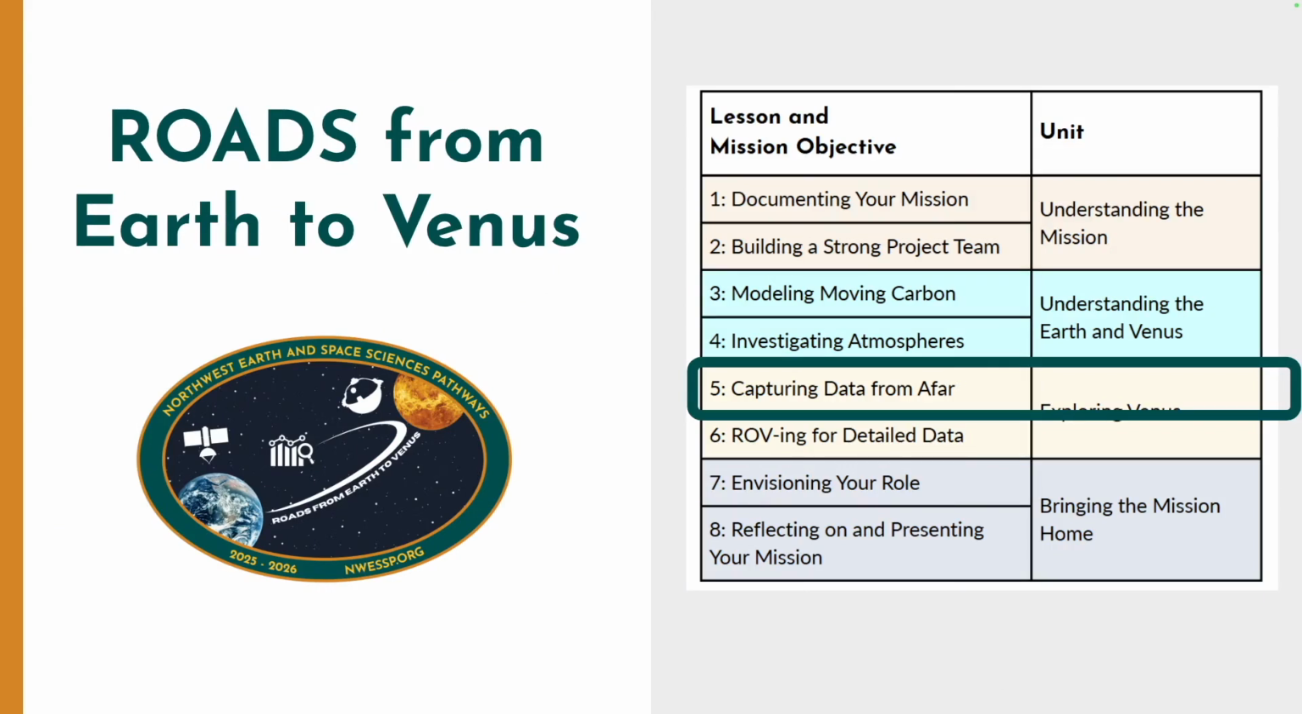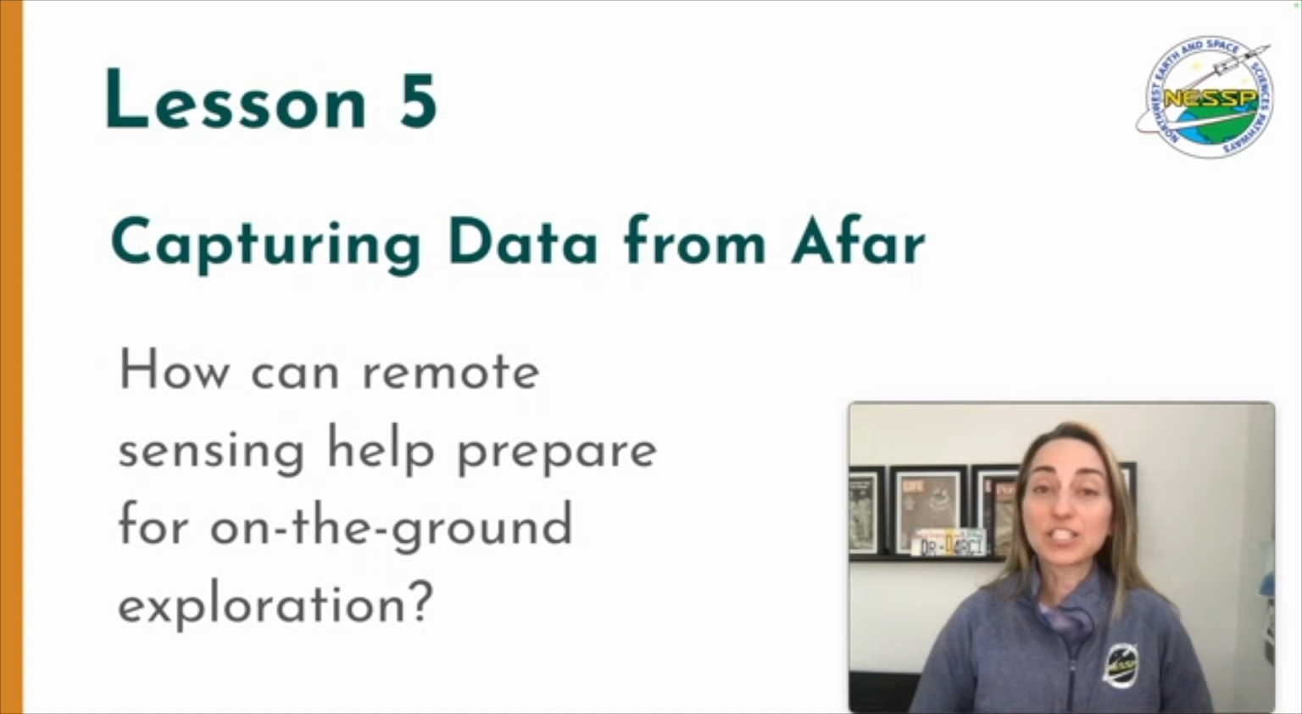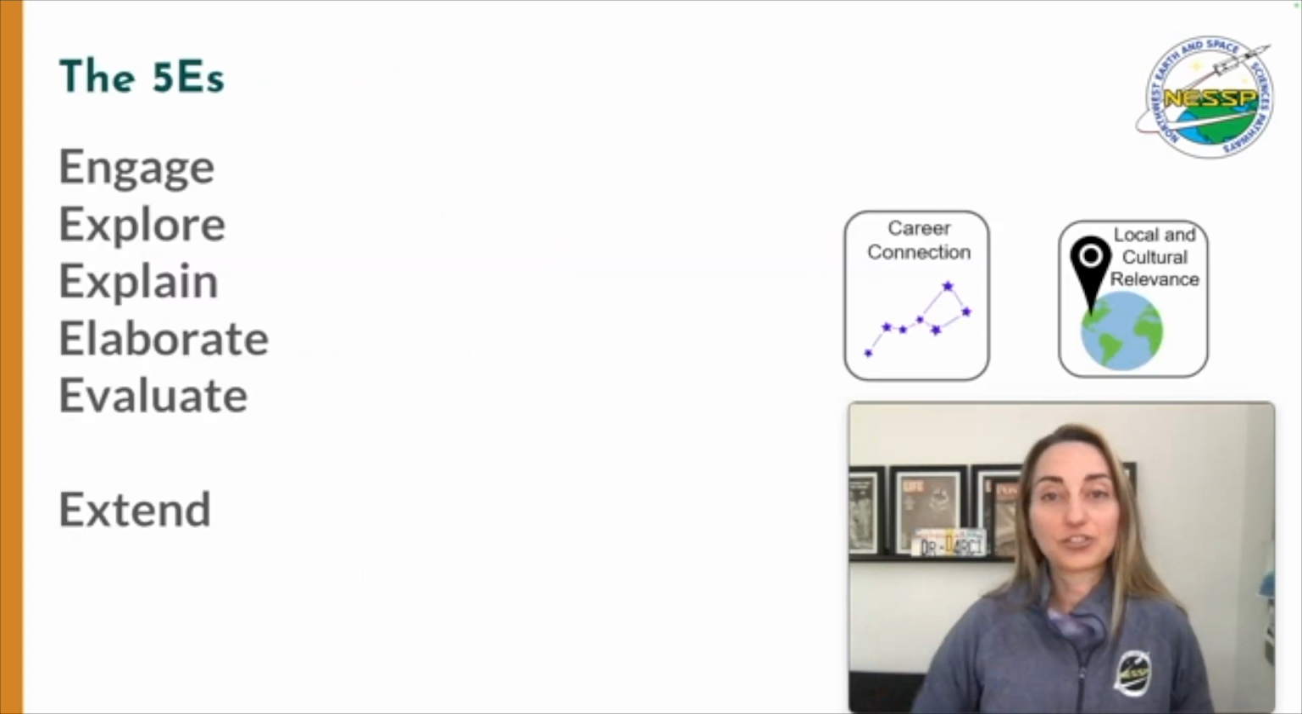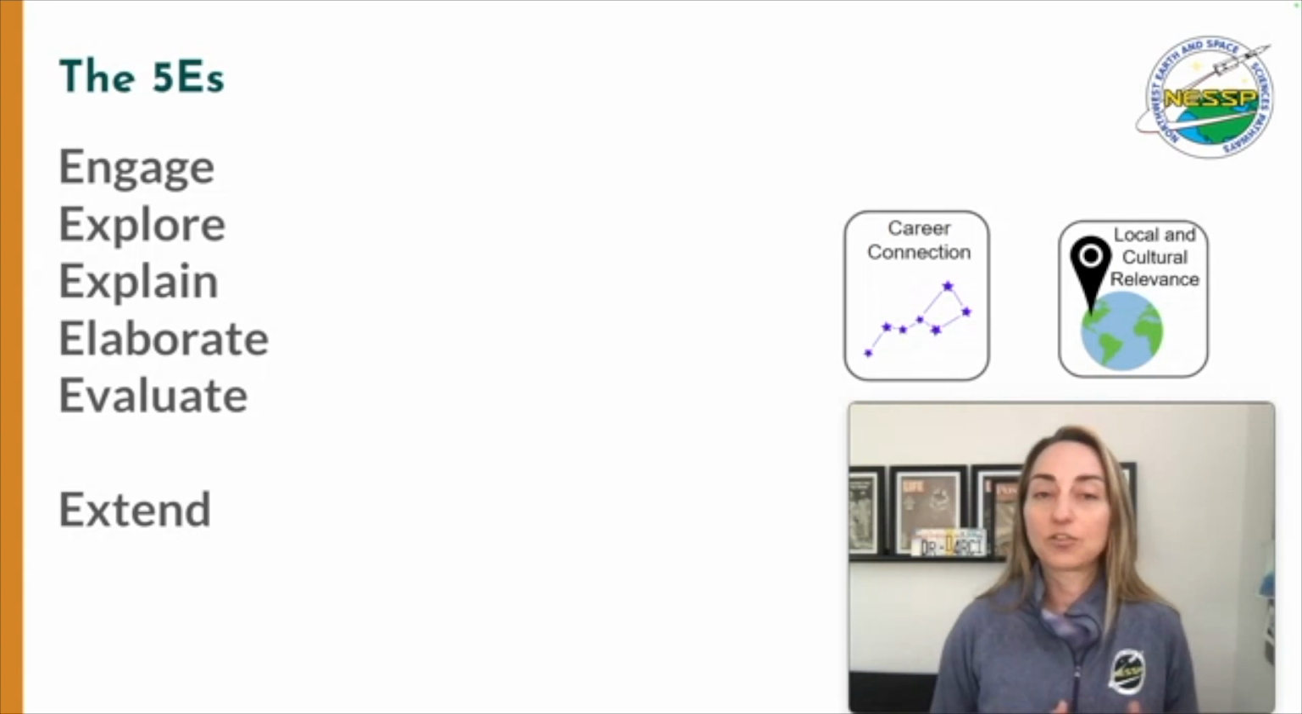This lesson is part of the Exploring Venus unit. The guiding question for this lesson is, how can remote sensing help prepare for on-the-ground exploration? This lesson follows the 5E instructional model and includes career connections, local and cultural references, and grade-level differentiation suggestions throughout.